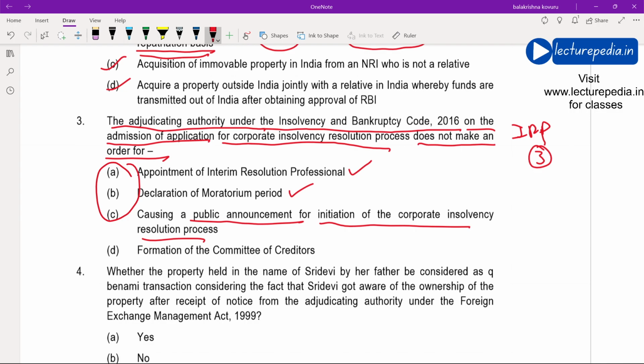These three orders will be passed by adjudicating authority after accepting the application, but order for formation of committee of creditors will not be passed by the adjudicating authority. Thereby option D would be the correct answer.